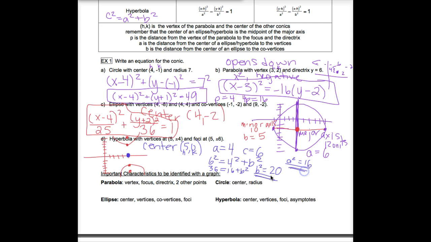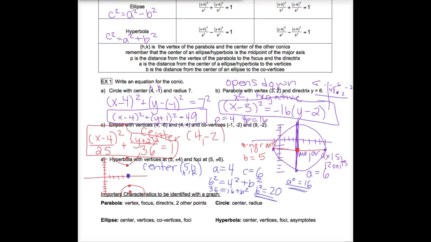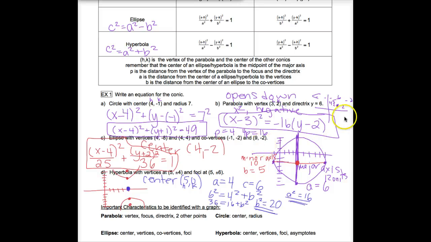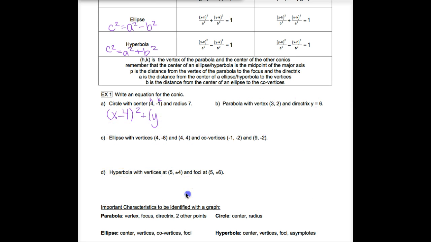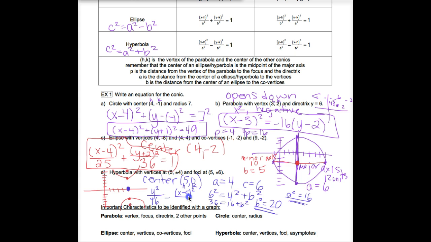Once I've got that and I know which direction it opens, that means that I can write my equation. I know that this hyperbola, because it opens up and down, is going to have the y value first. So y minus 0 squared, you don't have to write the minus 0 squared, over my a squared, which is 16, minus x minus 5 squared over b squared, which is 20, equals 1. And there we go.